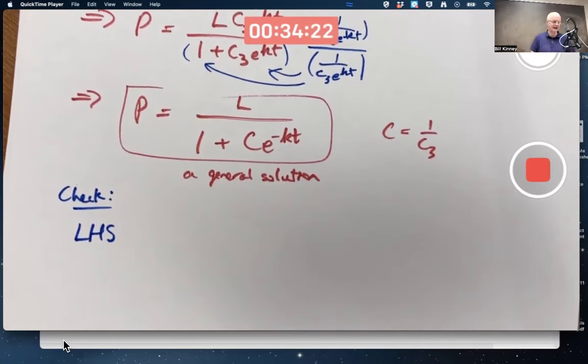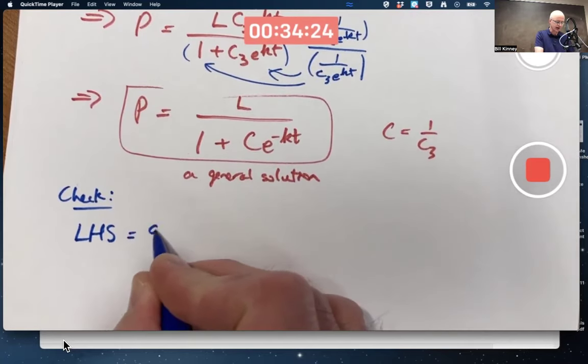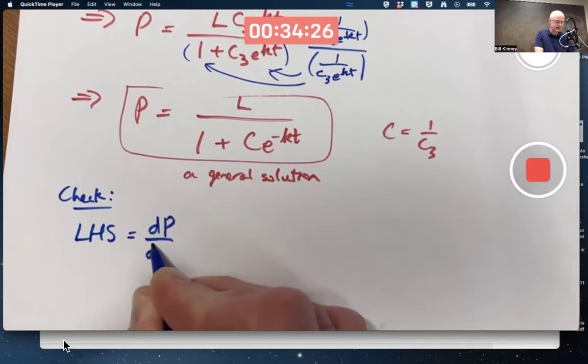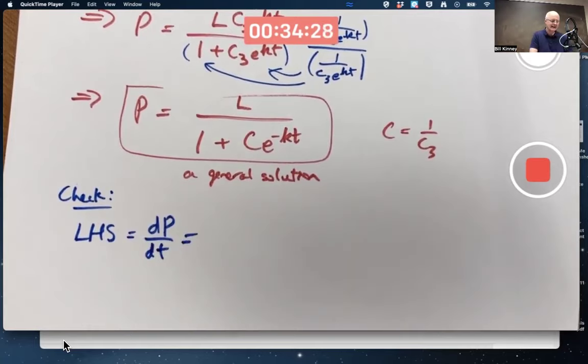What does the left-hand side of the differential equation simplify to? The left-hand side of the differential equation was dP/dt. Upon substituting the function, this is what it means to check. Substitute the function. In this case, it means to take the derivative. It's a quotient. I need the quotient rule. Well, I could write it as L times this thing to the -1 power, but let's just use the quotient rule.